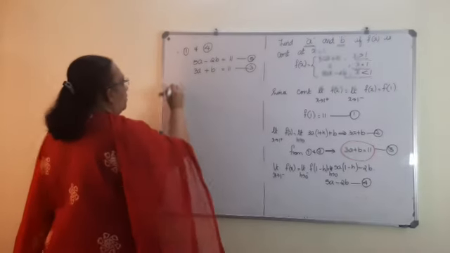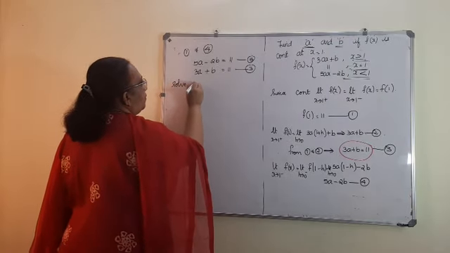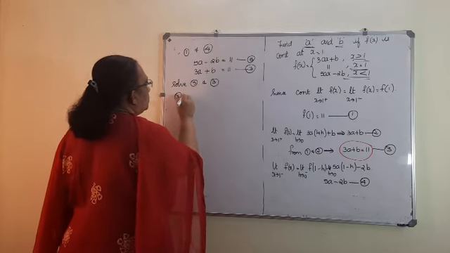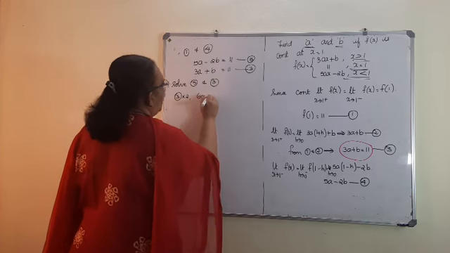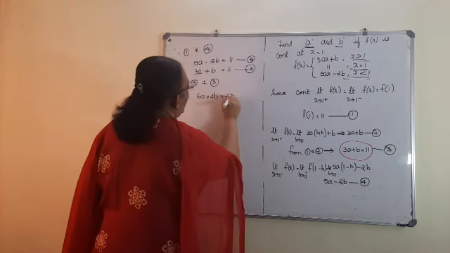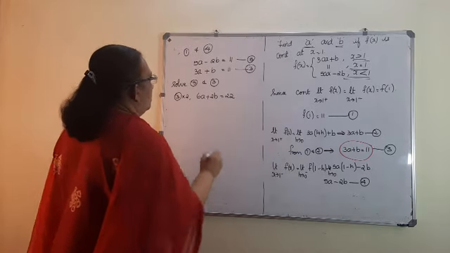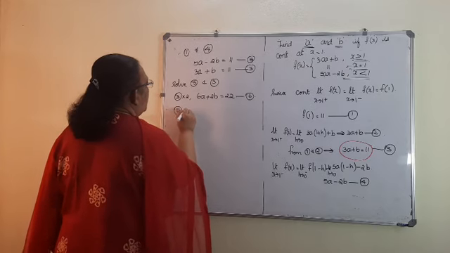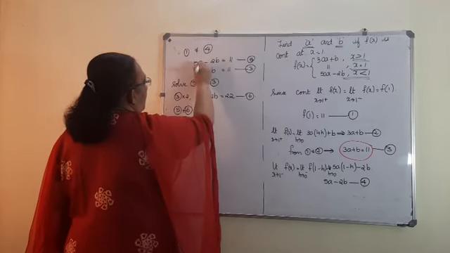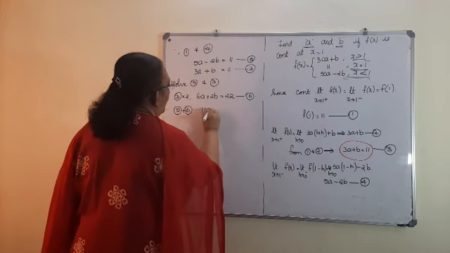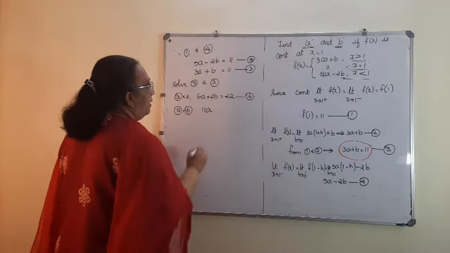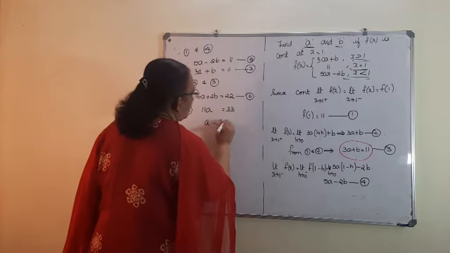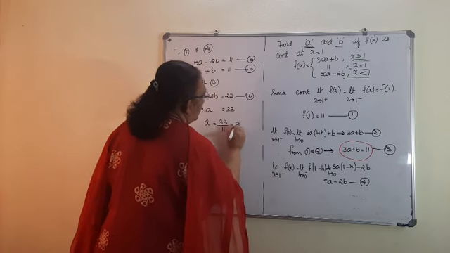Solve 5 and 3. That is, third equation into 2: 6a plus 2b is equal to 22. Mark that as equation number 6. Add 5 and 6: 5a plus 6a is 11a, 2b and 2b cancel, and 11 plus 22 is equal to 33. So a is equal to 33 by 11, which is equal to 3.